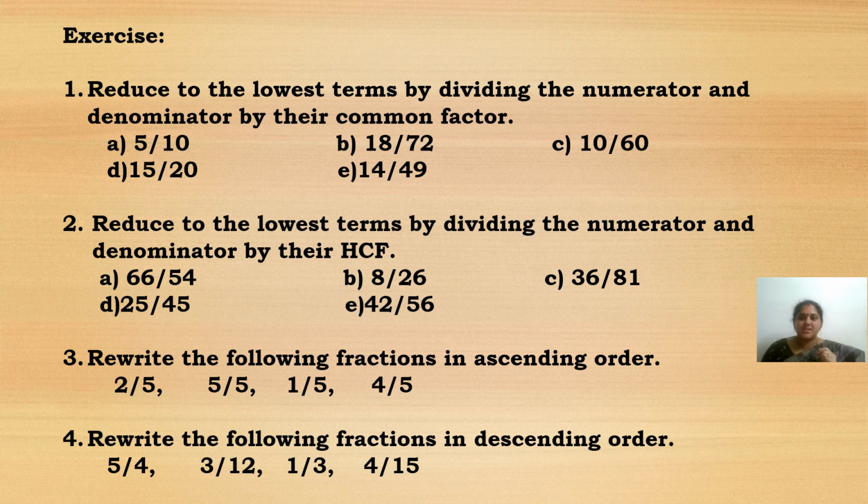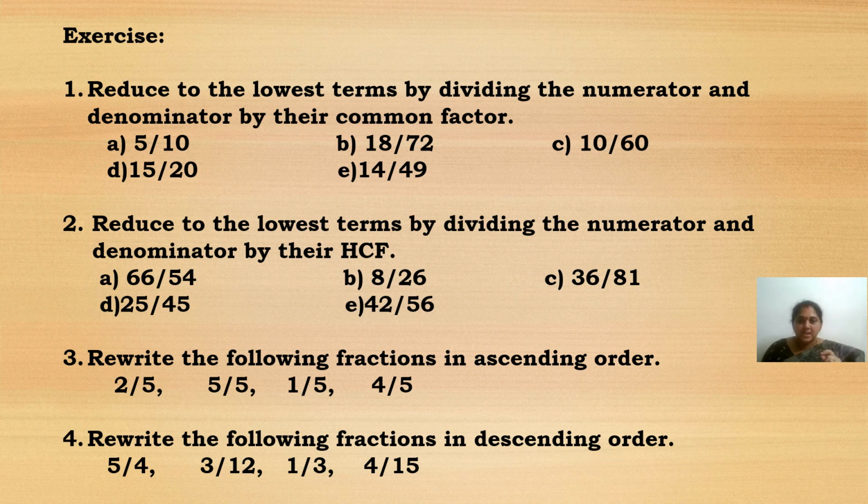Children, now it is your turn. Here is your exercise. Go through the exercise problems carefully, read the question and then answer. First one, you have to do for finding common factors. Then you have to reduce it to the lowest fraction. Second one you have to do with the highest common factor. And the third question is ascending order, it is like fractions. Fourth question is descending order, it is unlike fractions.